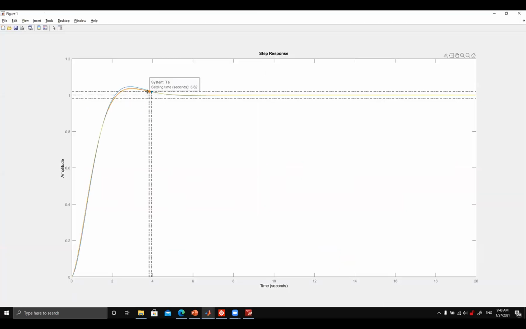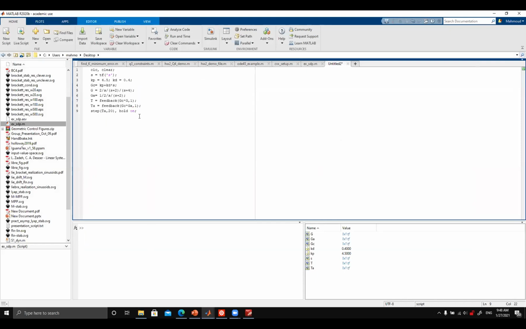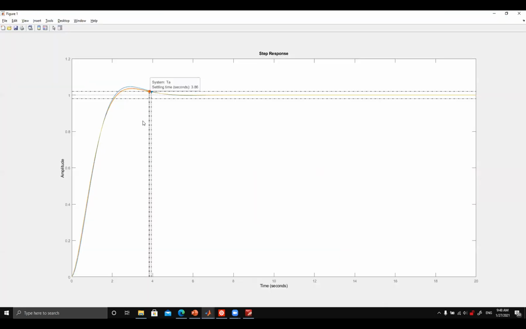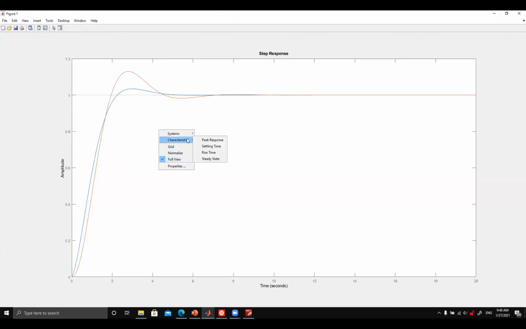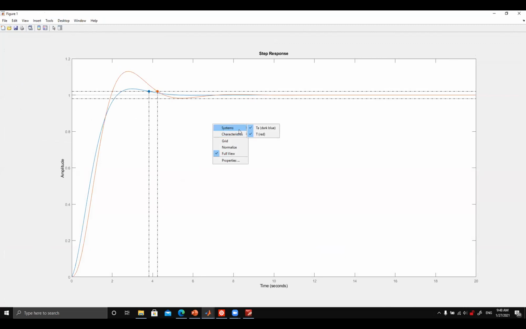So as you can see, as we increase KD, the settling time of the system is faster. However, if we look at the original system, which is T, computed here with the same controller, but with the original transfer function, not the second order approximation, we'll generally see a mismatch between the two characteristics.